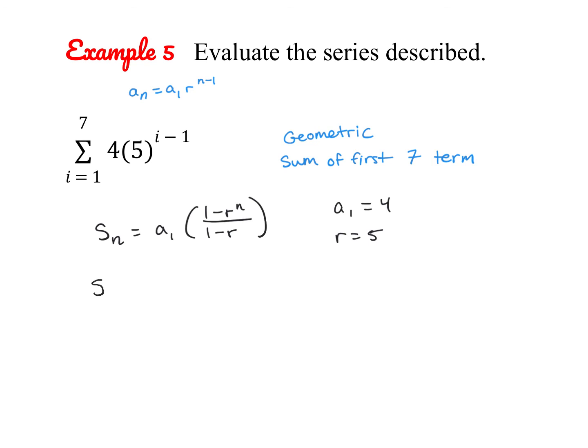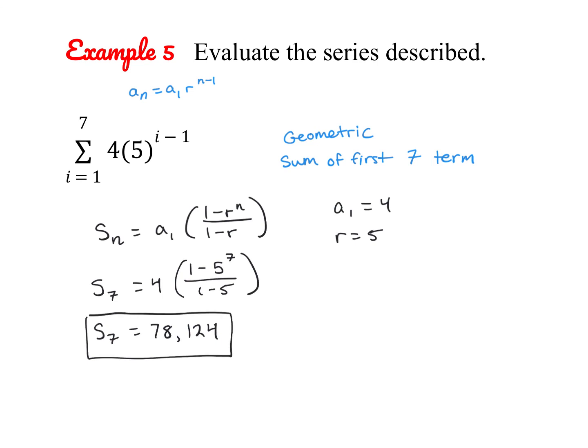So the sum of the first 7 terms is 4 times 1 minus 5 to the power of 7 over 1 minus 5. Then from here, we just need to simplify. And we should get 78,124 as the sum of our first 7 terms.